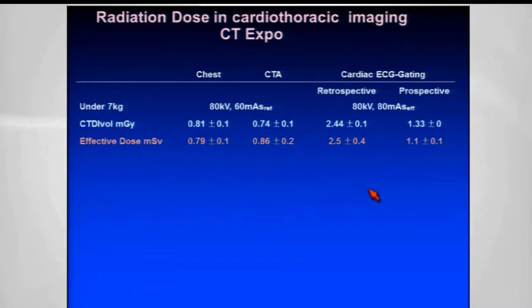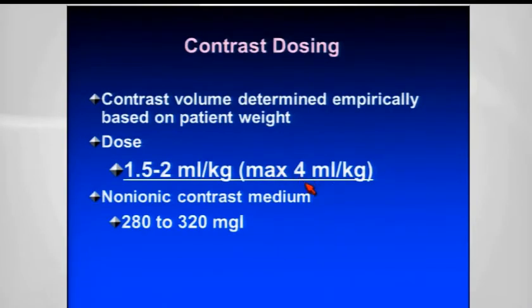Retrospective gating is significantly higher in dose, about 2.5 times the effective dose for a retrospectively gated scan. I'll show you what the benefits are and when maybe you will want those benefits. But really a win-win situation, I think, is prospectively gated scans, which give you very good pictures with cardiac gating for about the same effective dose as a normal spiral scan. And we increasingly use prospective gating. And I'll show you the difference between the image quality in a moment.